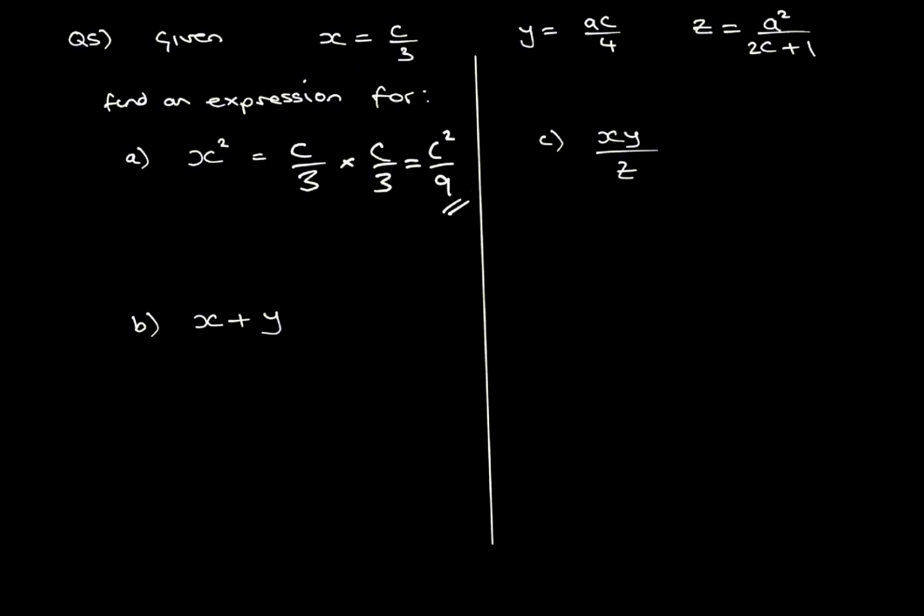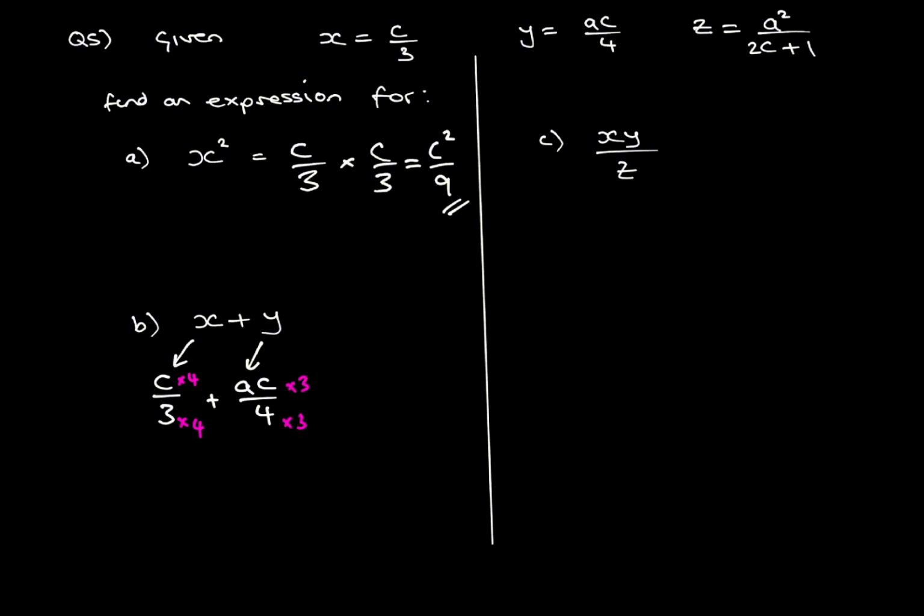Okay. The next one, x plus y. So this time they're asking us to add c over 3, which is x, and y, which is ac over 4. We have to apply the addition laws, which means that we have to have a common denominator. So in order to get a common denominator, we are going to make 3 multiplied by 4, which is 12. So 3 times 4 will give us 12. So we have to do that to the numerator here. And to make 4 into 12, we have to times that by 3. So we have to do that to the numerator there.